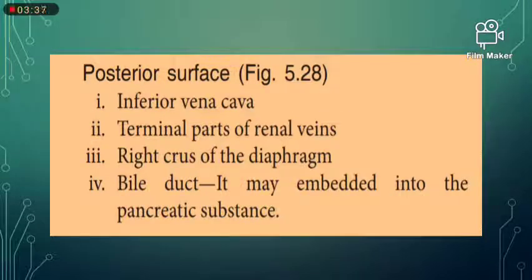Now coming to the posterior surface. You can tally the figure in the Human Anatomy for Students book. Relations are the inferior vena cava, the terminal part of the renal veins, the right crus of the diaphragm, and the bile duct, which may be embedded in the pancreatic substance.